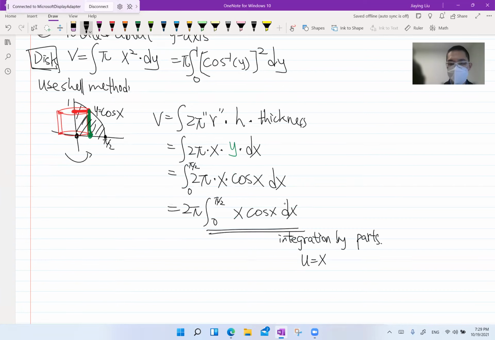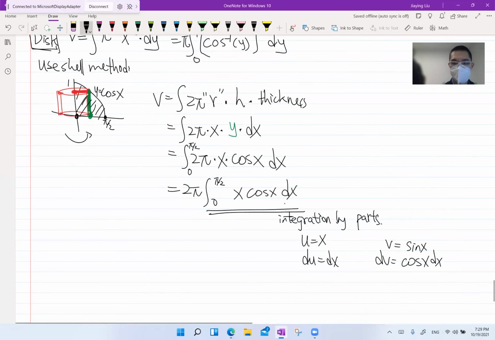So we're going to let u equals x, du equals dx, and then dv will give us cosine x dx. And the v we can find out by integrating cosine x, give us just sine. And then go from there. I hope it's okay if I leave it here. It will be good practice for you to practice integration by parts.